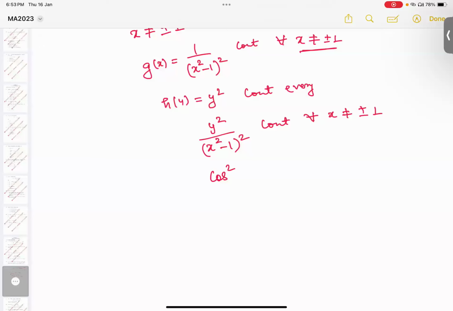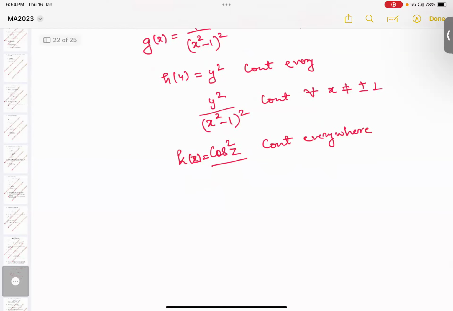So this function, say k of z, is cos square z. Where is this function continuous? It is continuous everywhere. So in total, by composition of these functions, you can say cos square of y square upon (x square minus 1) to the square is continuous for all x not equal to plus or minus 1.